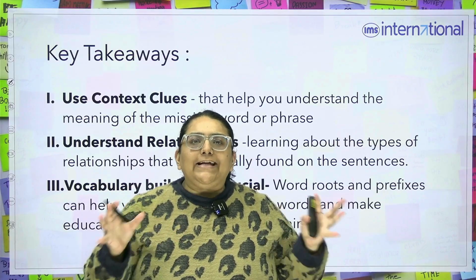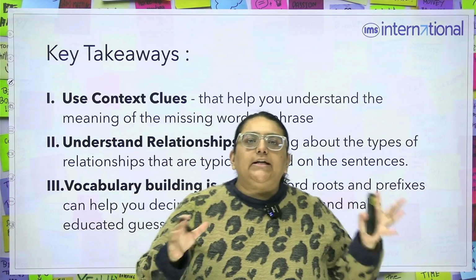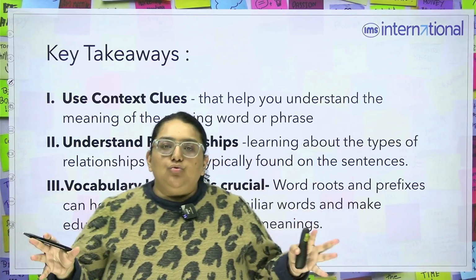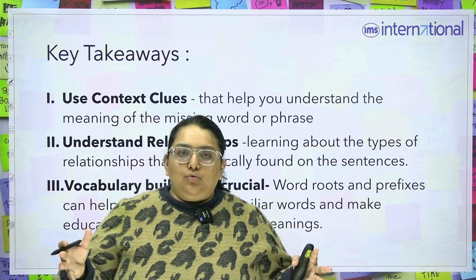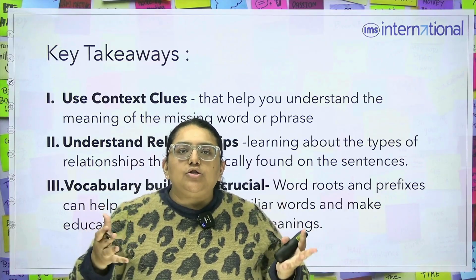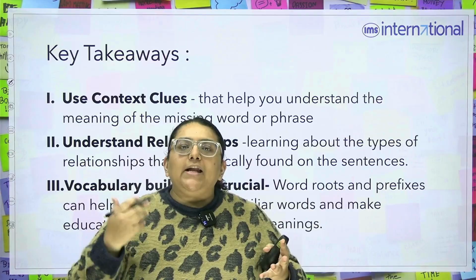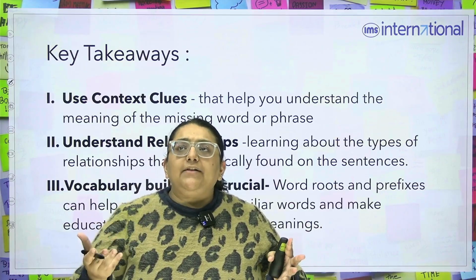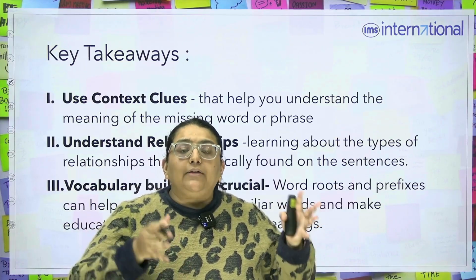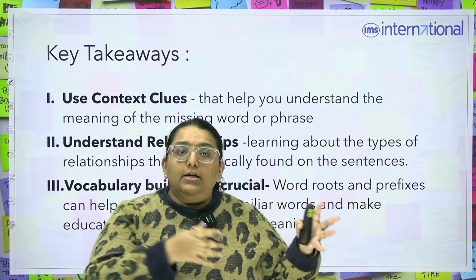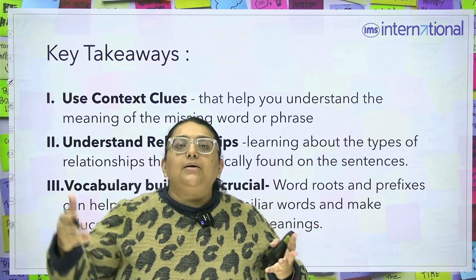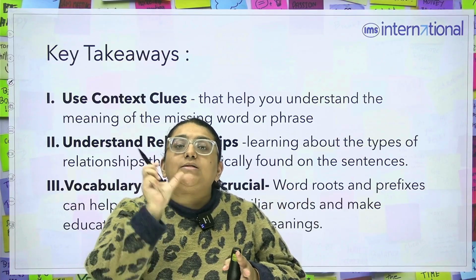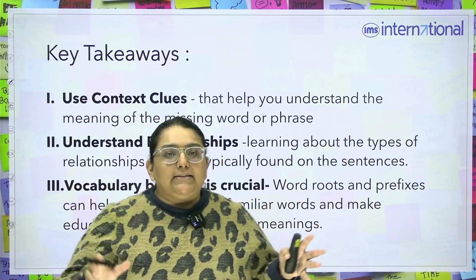So what are the key takeaways that we have learnt in the previous questions? First, use context clues. Now what do we mean by context clues? Context clues are words or parts of the sentence that will help you understand what should come in the blank. Maybe they will tell you about the tone of the blank, if not about the exact word. So these clues are other parts of the sentence that help us in understanding what is missing in the sentence.